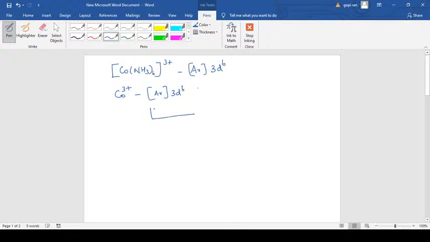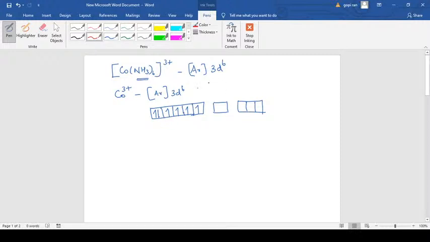How to write 3d6? See here, this is the d orbital. 5 subshells are there. How do electrons need to fill? Singly first you need to fill, and then you have to fill doubly according to Hund's rule. This is 3d6. Now this is coordinated with 6 ammonia. And this ammonia is which type of ligand?